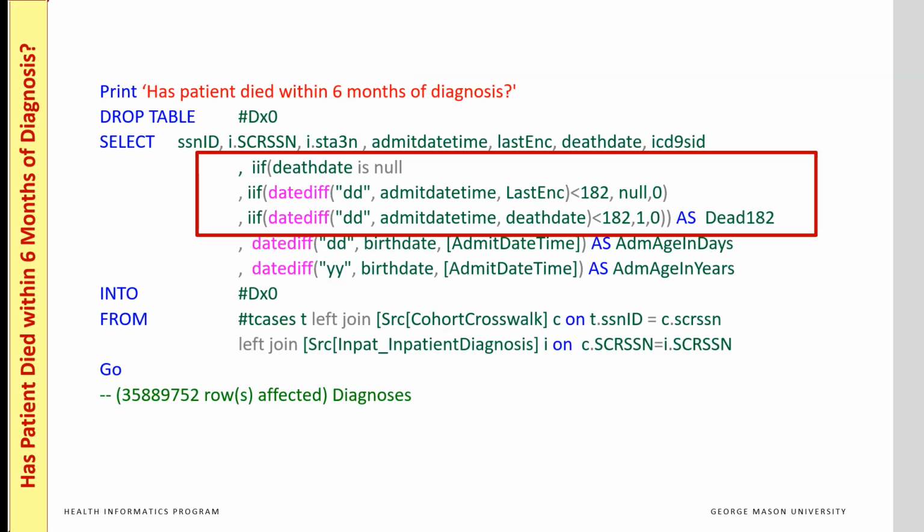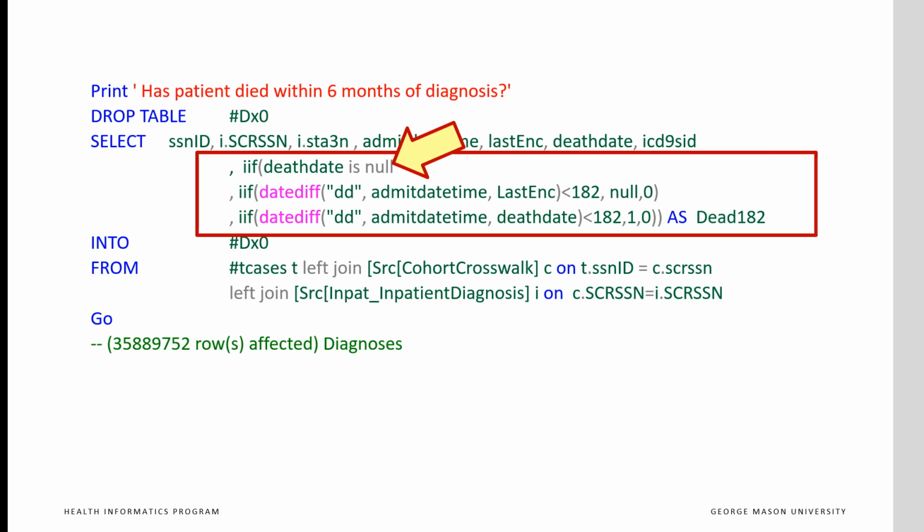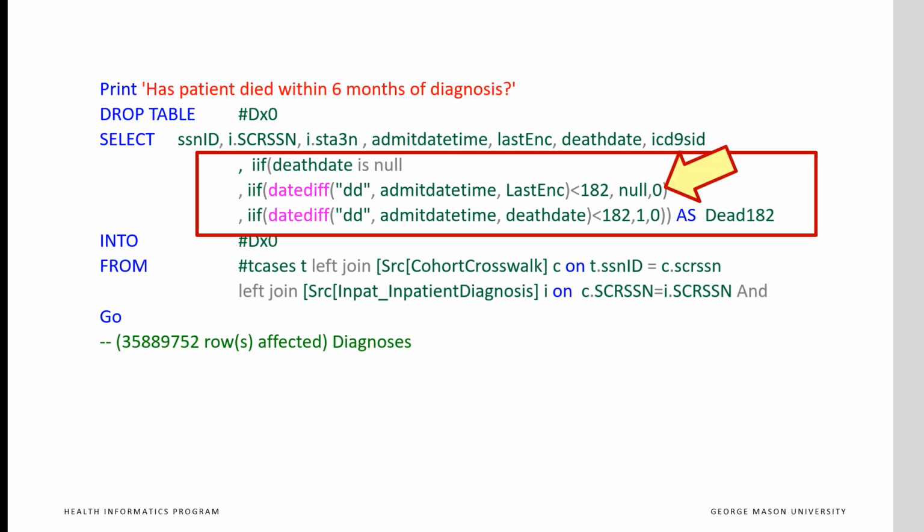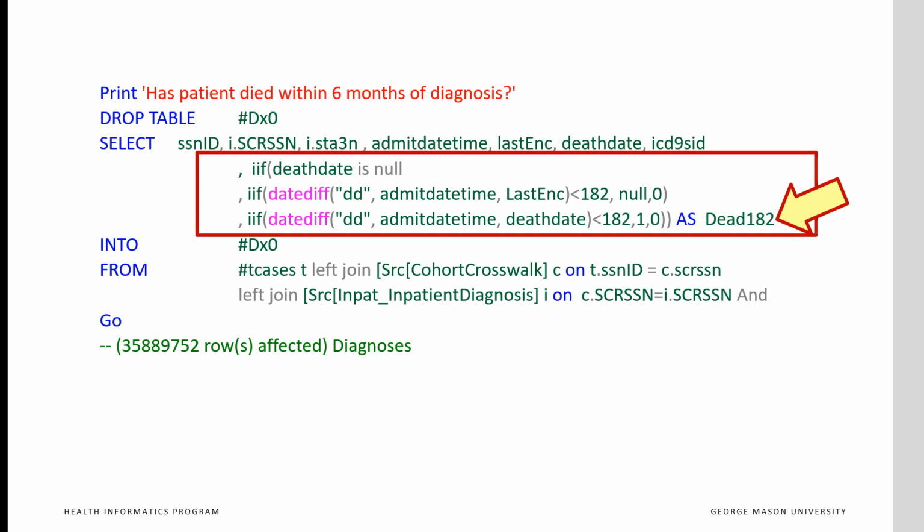In these steps here, we are checking to see if the patient has died within 6 months of the diagnosis. For patients who have not died at all or whose date of death is null, we assign 0, indicating that the patient has not died within 6 months. Next, for patients whose date of diagnosis, here shown as date of admission, is within 182 days of the date of the last encounter, we assign a null value. We do not have a 6-month follow-up period for these patients, and therefore we cannot use their information. Finally, if the admit date and date of death are within 182 days of each other, then we assign a 1, and we name this variable dead within 182 days, or dead 182.